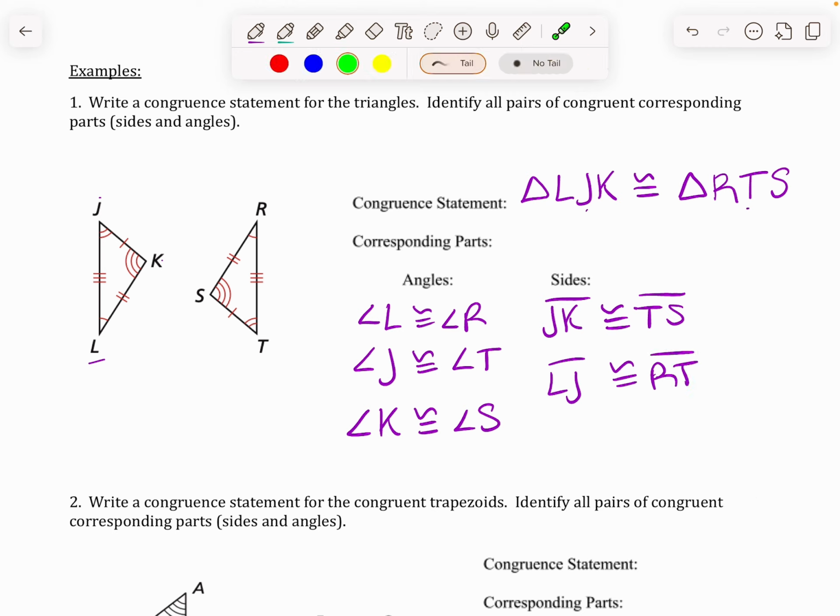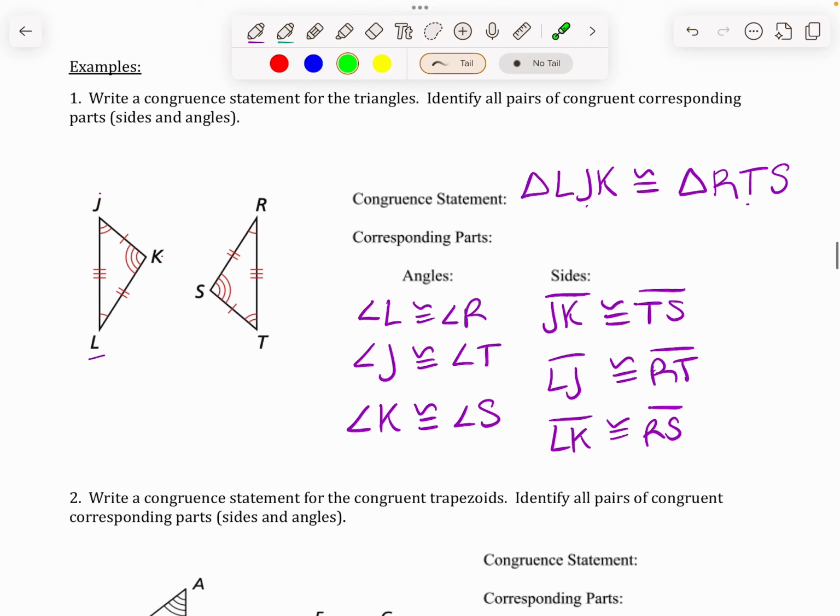And then the last one is the first and last letter. So LK and RS. And if you have a picture, you can use that to confirm LK and RS both have the double marking showing that those are congruent. So that's the congruency statement, and then the corresponding parts are all the angles and all the sides that are congruent.